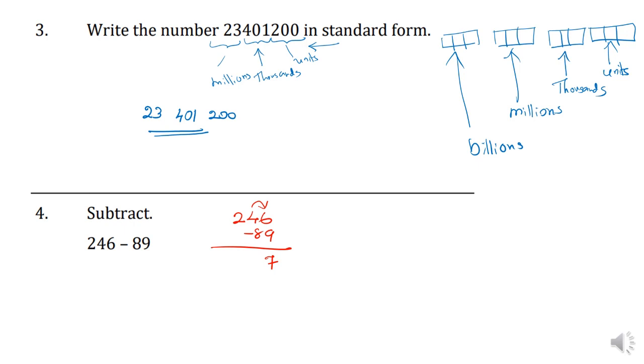Now it is 3. 3 minus 8 is not possible. And you take 1 from here, there is going to be 13. 13 minus 8 is 5. And this was once 2. Now this is 1. And now 1 minus 0 is 1. So your answer is 157. I think you understand this, right?